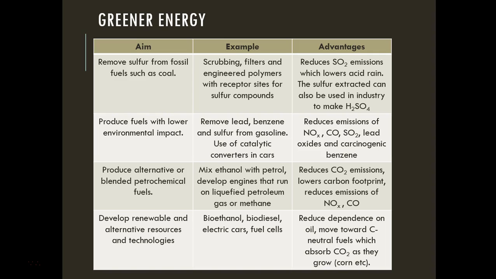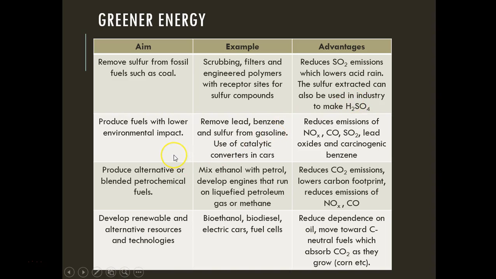All right, so green energy. There's a number of different things we can do to make energy greener, and they're all laid out on this table. One thing we can do, we talked about this in Unit 8, is remove sulfur from fossil fuels through scrubbing and filters. Now that will reduce SO2 emissions. This will lower the amount of acid rain that we get, and that makes it greener. And the sulfur that's extracted can also be used to produce sulfuric acid, which is used in a lot of different industrial applications.